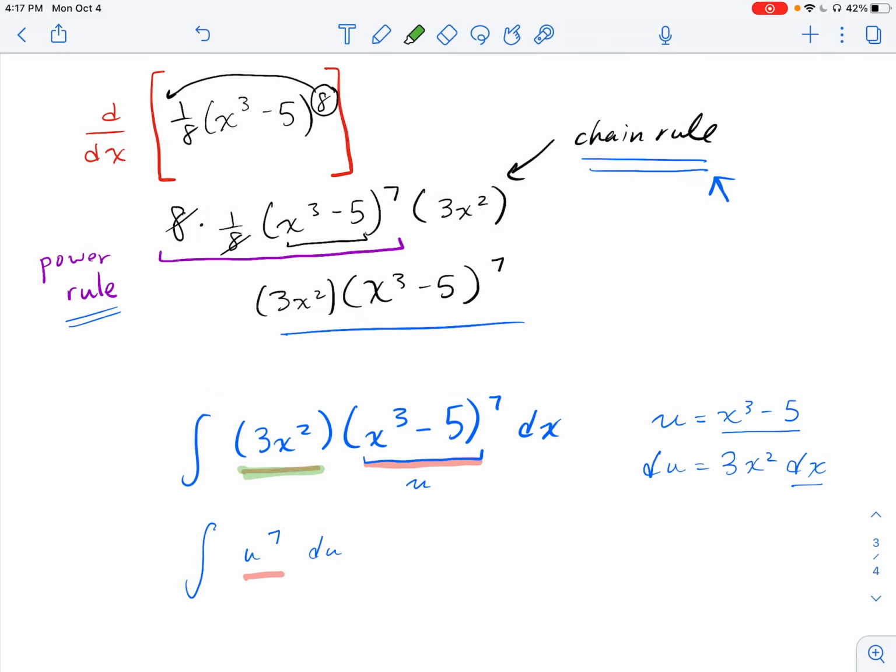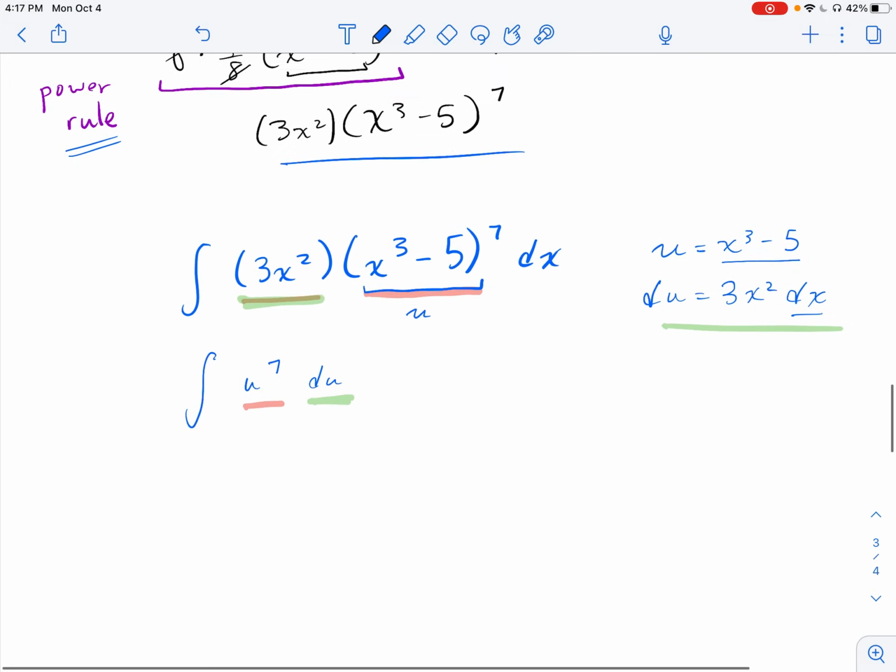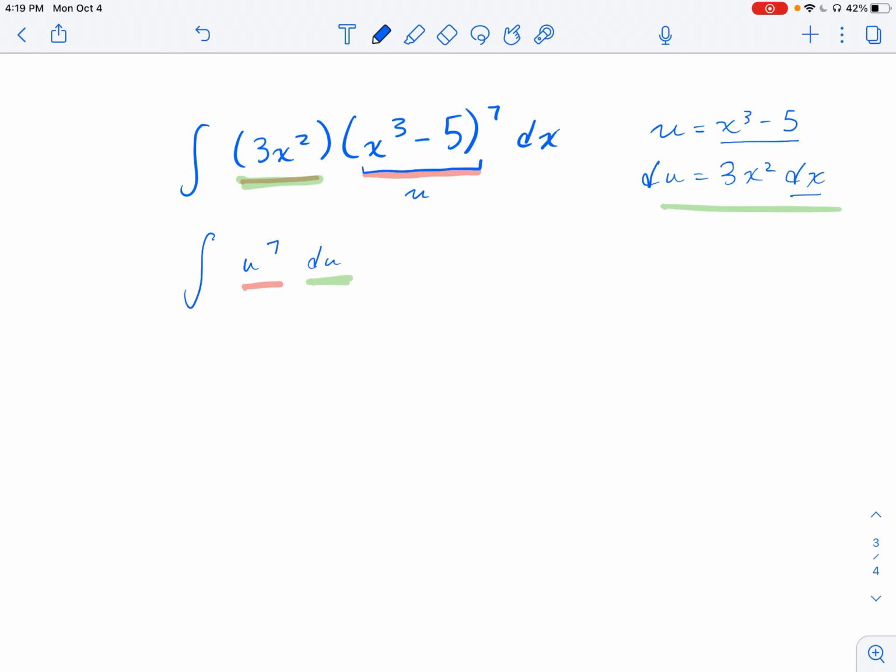And this 3x squared is our du. Well, if that's now the case, I can then rewrite this as the following. The integral of u to the 7th is u to the 8th over 8, which I'm now applying the power rule for integration. Okay, and then I can say plus c.